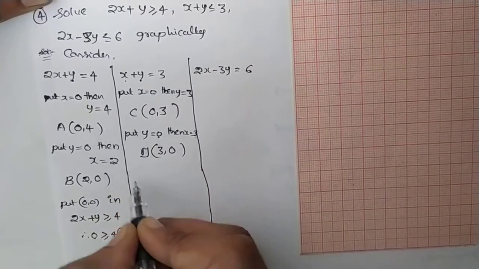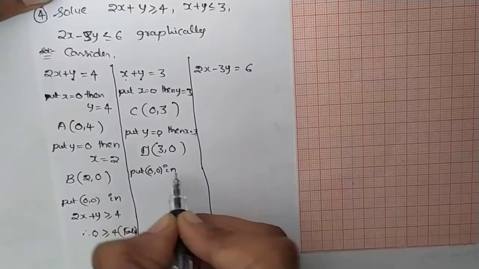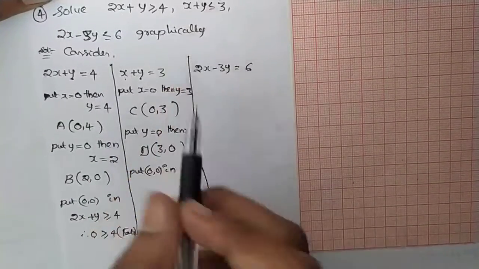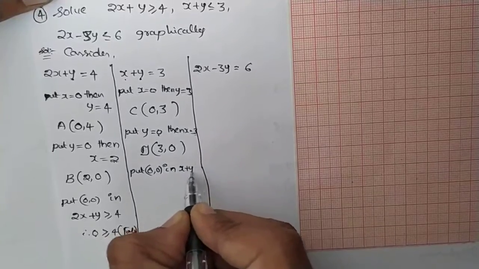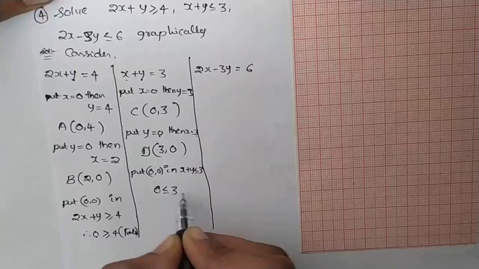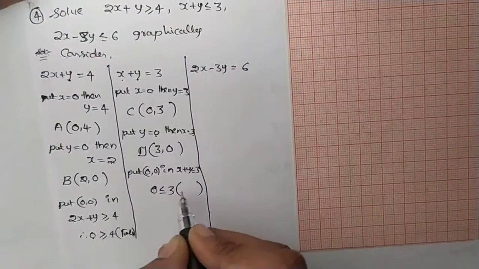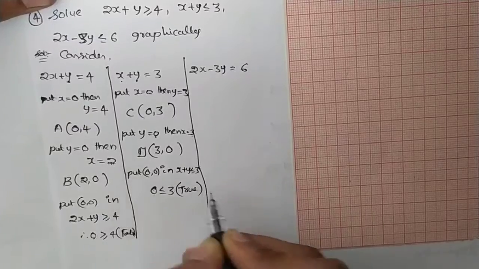Next, put 0 comma 0 in the given inequality, x plus y less than or equals to 3. 0 is less than or equals to 3. Is this true or false? 3 is more than 0. 3 is larger than 0. True or false? Yes, it is true.